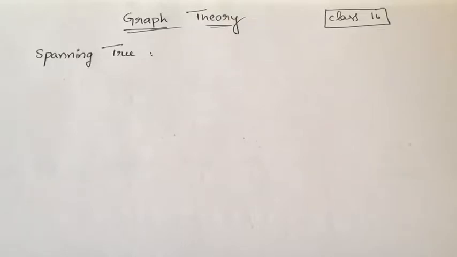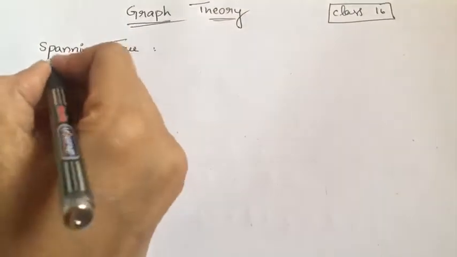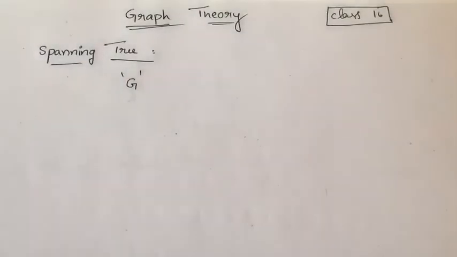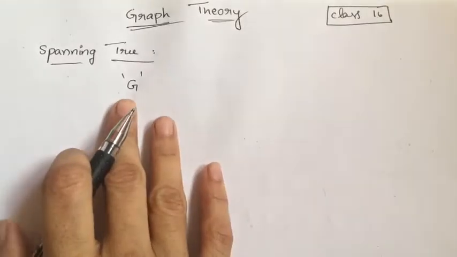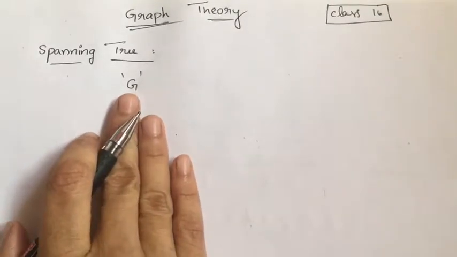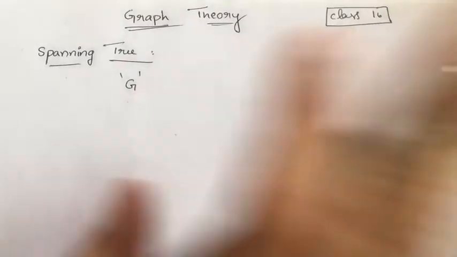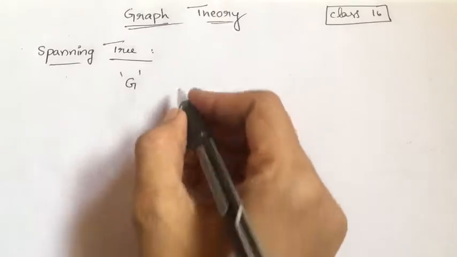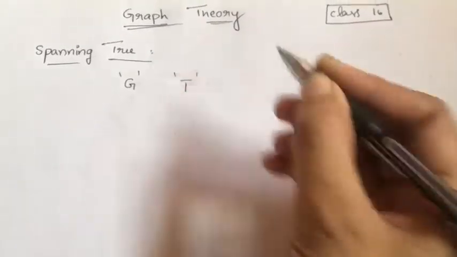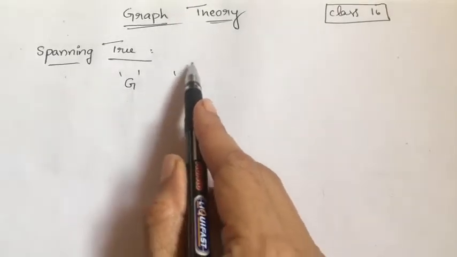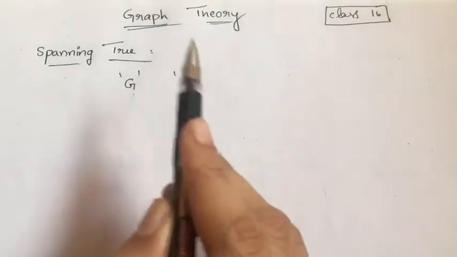In this class, let us learn about spanning trees and fundamental circuits. First is spanning tree. If G is any connected graph, and I'm taking a tree with respect to this graph, which is a subgraph of this graph, and it contains all the vertices of G.